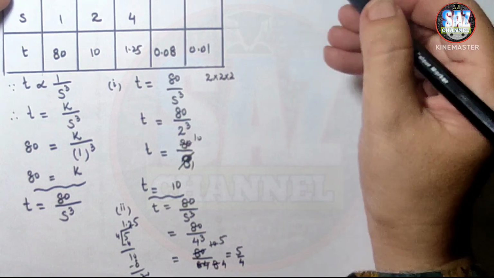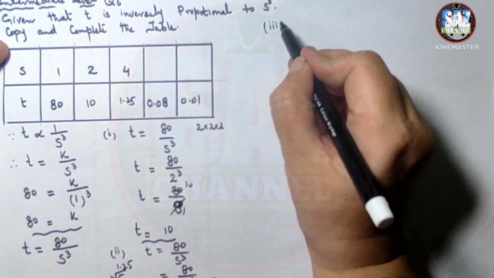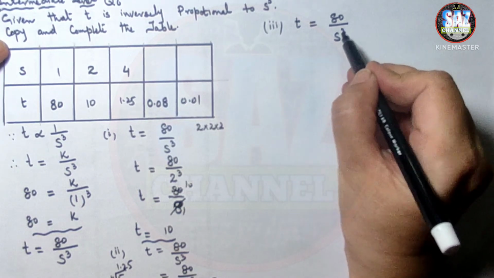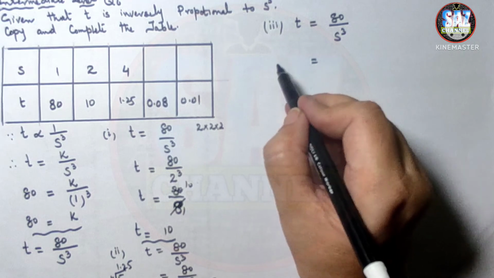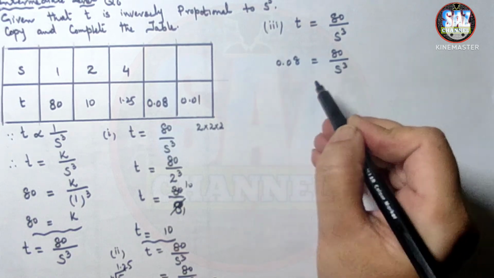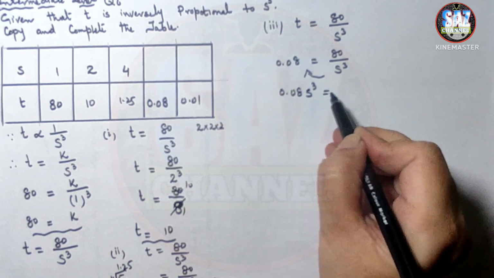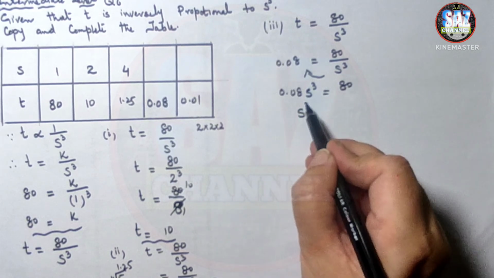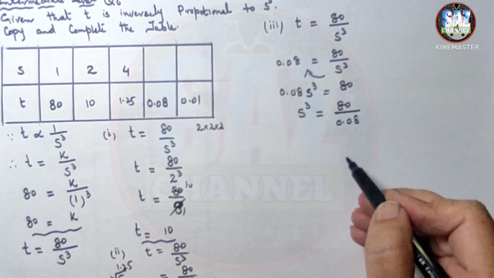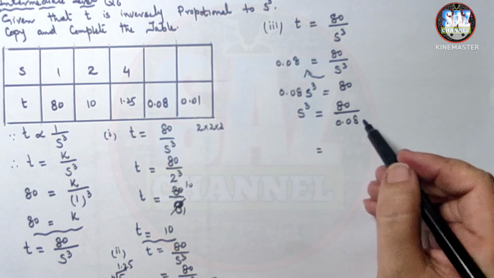Moving to the third unknown, that is 0.08, which is the value of t. This is t equals 80 upon s cube. This time we have the value of t as 0.08, so 0.08 equals 80 upon s cube. Go for cross multiplication: 0.08 s cube equals 80, and I have to find the value of s. So s cube first has to be alone: 80 upon 0.08. Now it's a problem to perform the calculation mentally. Okay, so let me think how to do and what to do.